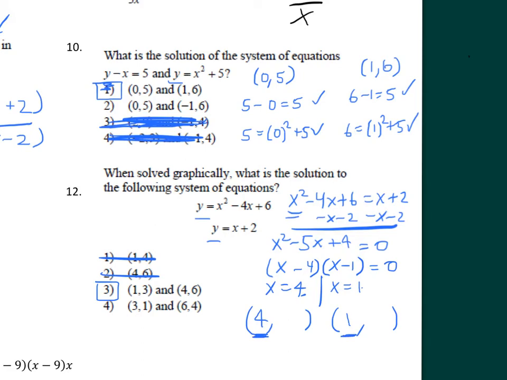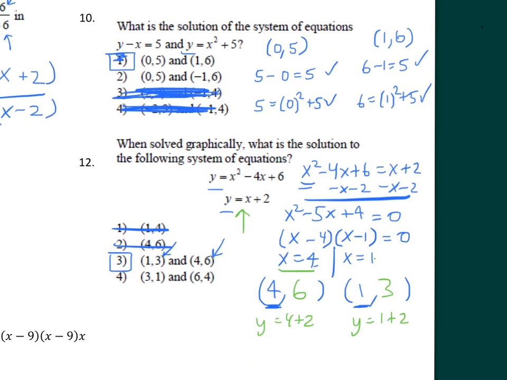If we wanted to find these corresponding y's, the 6 and the 3, we would just go and plug this x equals 4 into, let's say, this equation. Either equation works. And we'd get y equals 4 plus 2 or 6. And we get y equals 1 plus 2 or 3. So we have choice number 3.